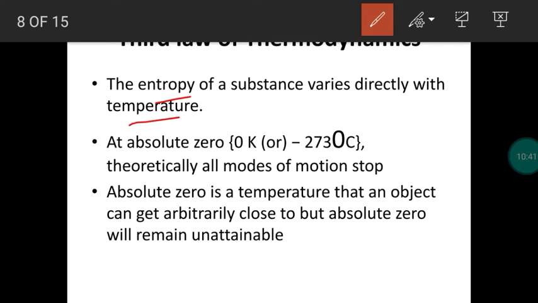Just increase the temperature. When the temperature is around 20 to 25 degrees Celsius, we get liquid water. Randomness increases, so due to increase of temperature, entropy increases. At 100 degrees Celsius, due to increase of temperature, liquid water becomes water vapor, so entropy value increases. So entropy is directly proportional to the temperature. When temperature increases, entropy increases. When temperature decreases, entropy decreases. Okay, consider absolute zero temperature.